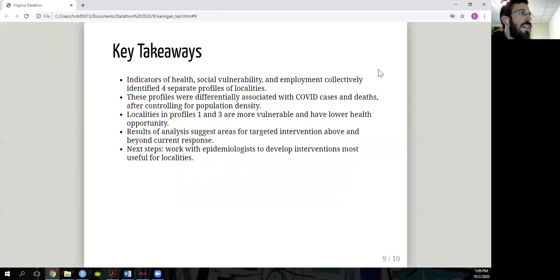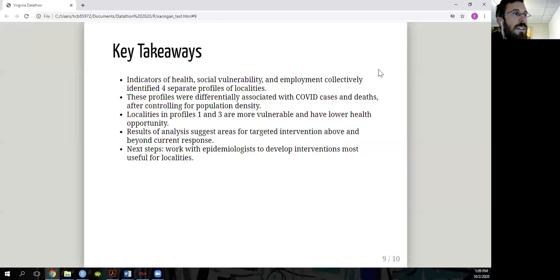So key takeaways here, we found there are 4 distinct profiles of localities when we used health, social vulnerability, and employment data to try to group them. We found that those profiles were differentially associated with COVID cases and deaths after controlling for population density, with profiles 1 and 3 being the most vulnerable there.